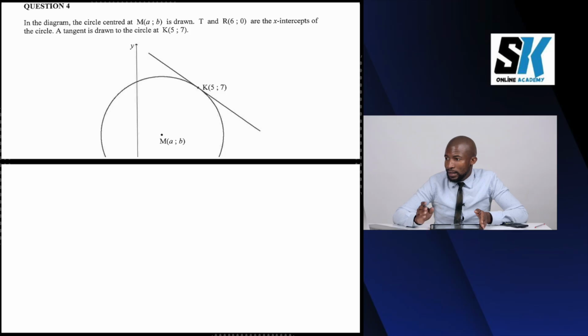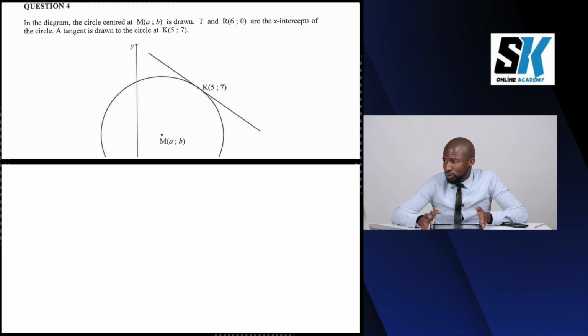Now we go on to question 4 of the question paper, which is circle geometry, also analytical geometry. We have a circle and also a straight line, which is a tangent. In the diagram, the circle centered at M, with coordinates A and B, is drawn. Then T and R, where R is (6, 0), are the x-intercepts of the circle, as you can see from the diagram.